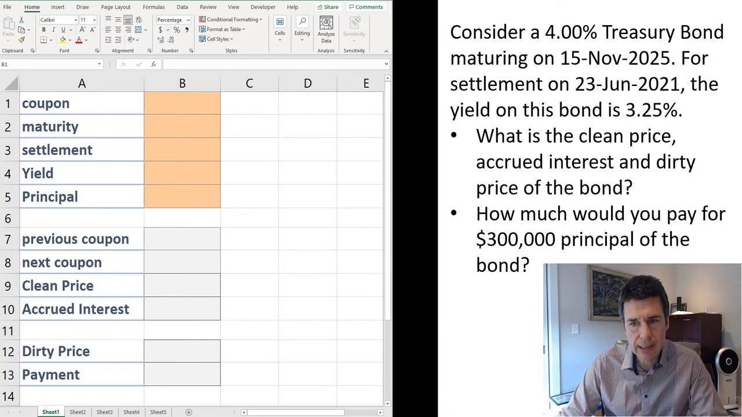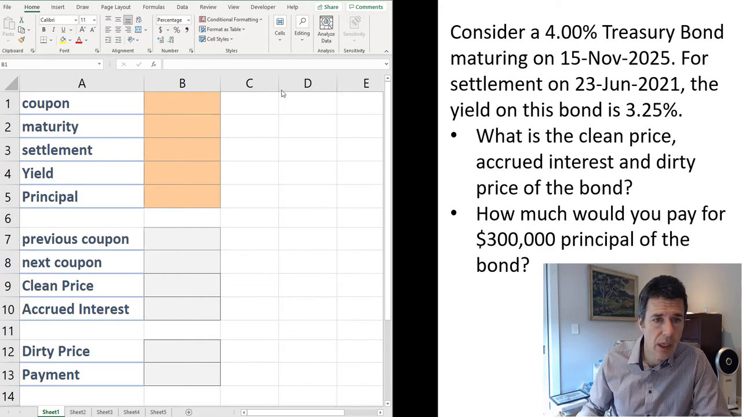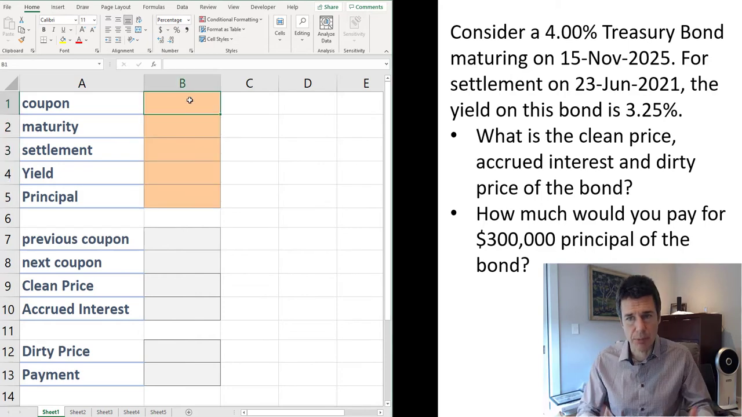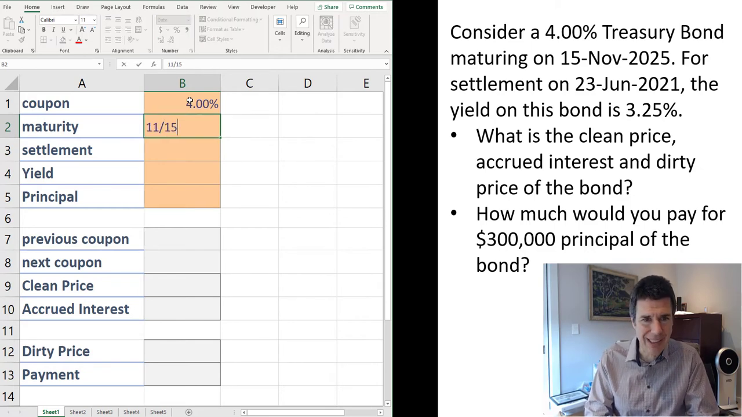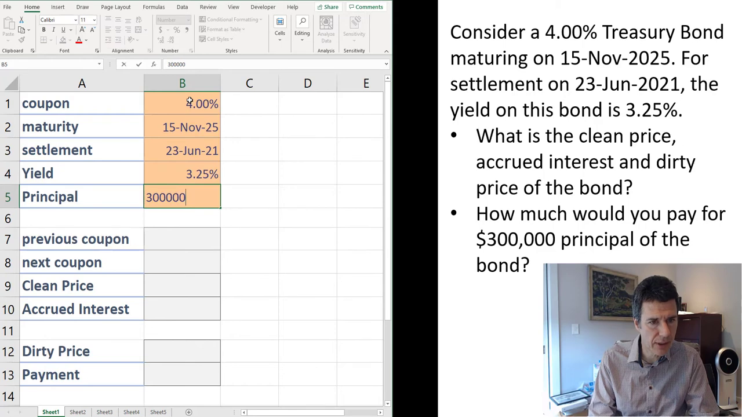Now remember, the clean price, accrued interest, and dirty price of the bond are going to be for $100 of principal, which means we'll have to scale appropriately to get $300,000 of principal. Okay, so I've set up a little bit of an Excel sheet to put my information in. So it's a 4% coupon bond maturing on the November 15th, 2025. Settlement on June 23rd, 2021. The yield is 3.25%, and we're looking at $300,000 of principal.